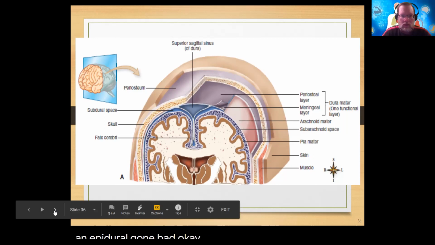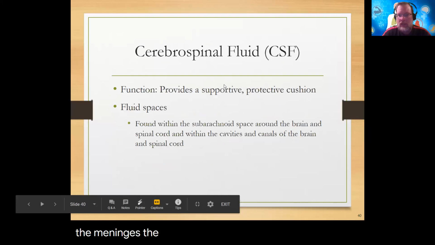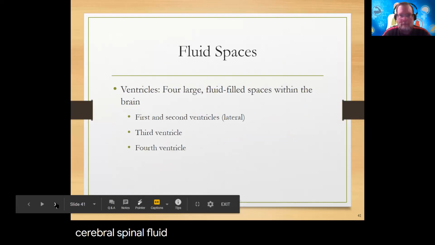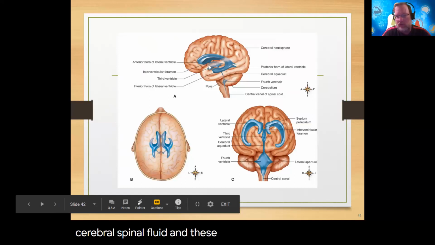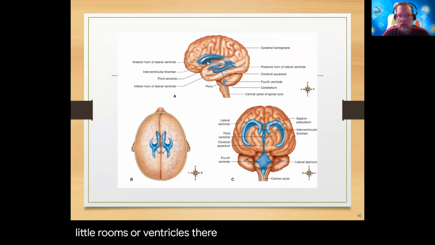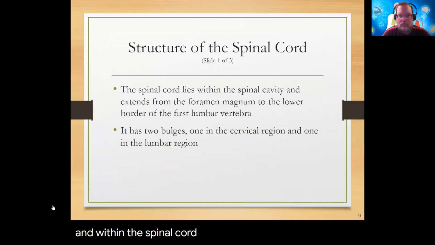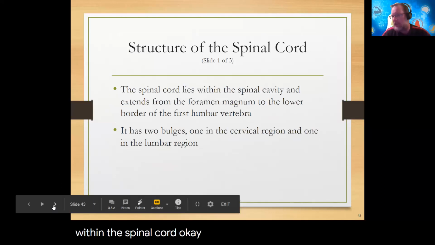Okay. That'll just about do it. Those are the meninges, the space. There's that CSF I mentioned, cerebrospinal fluid. And these are the ventricles. You have little rooms, or ventricles or sinuses, within the brain and within the spinal cord. Okay. That's it. We'll stop there.